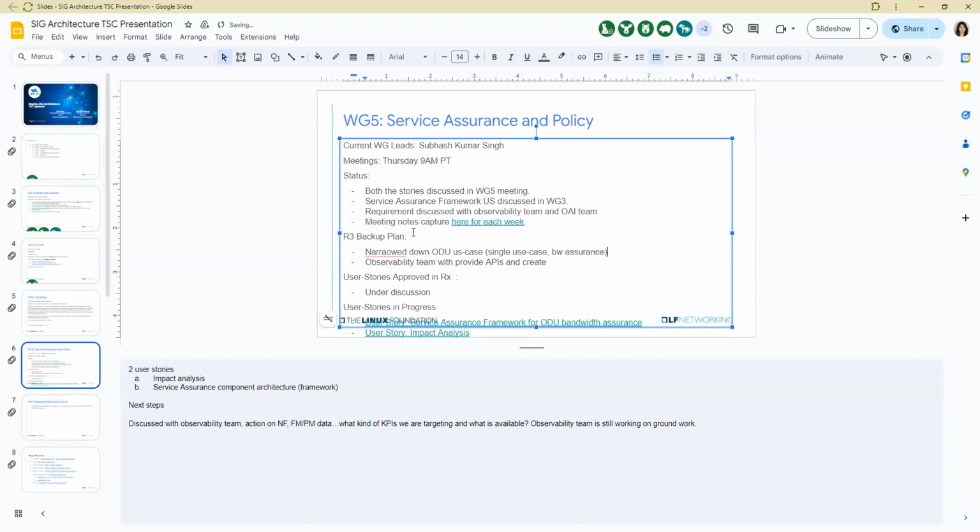So within that user story, you have at least narrowed down, but within that you are also trying to refine this with the observability team on their current situation, what they could offer you in terms of their KPIs, and you're looking at those APIs and trying to come up with exactly what would be a potential backup small deliverable with R3. Yeah, right. Okay.